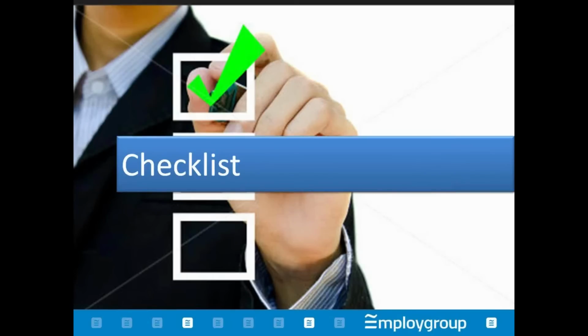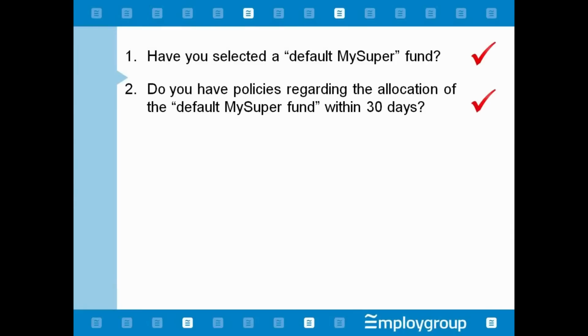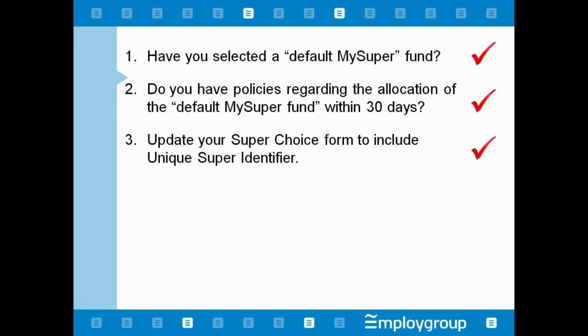So let's look at the checklist of the things that you need to make sure you've got covered. Have you selected a default My Super Fund? It's really essential that you have one nominated and you've communicated that to us. Do you have policies regarding the allocation of default My Super Funds within 30 days? Even though it's a legal obligation, this is your way of covering your policies and procedures and making sure that you don't have any HR issues around that.